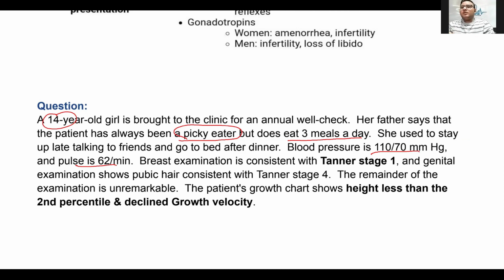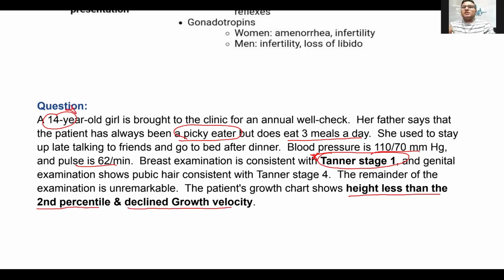It is 62. On breast examination, there is Tanner stage 1. Genital examination shows pubic hair consistent with Tanner stage 4. The remainder of the examination is unremarkable. The patient's growth chart shows height less than the second percentile and declined growth velocity.